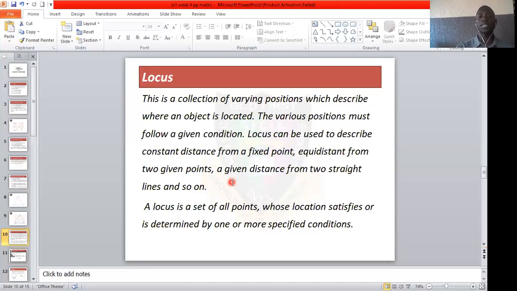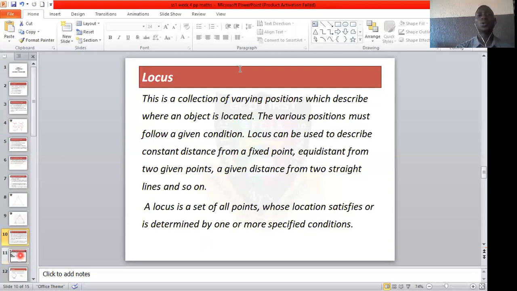We consider how to describe the constant distance from a fixed point and the equidistance from two given points. In summary, a locus is a set of all points whose locations satisfy or are determined by a specific condition. The location of the locus of a point is one in which the location of that point satisfies one of the conditions stated above. So we take the two conditions. That's what we'll be discussing in this week's topic.